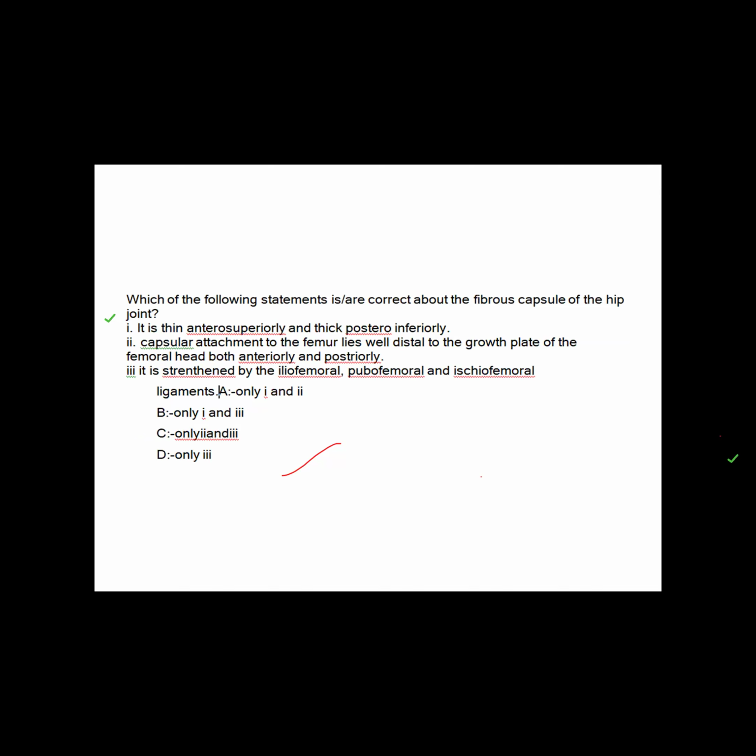Fibrous capsule of the hip joint. Thin anterior superiorly, thick posterior inferiorly. Capsular attachment to the femur lies well distal to the growth plate of the femoral head, both anteriorly and posteriorly. It is strengthened by the iliofemoral, pubofemoral, and ischiofemoral ligaments.